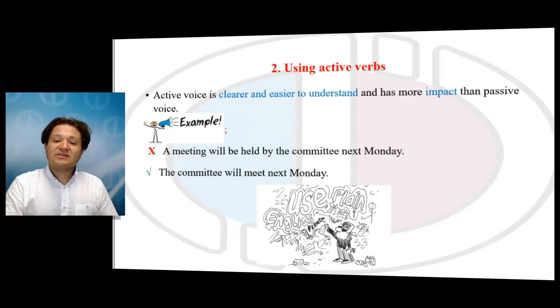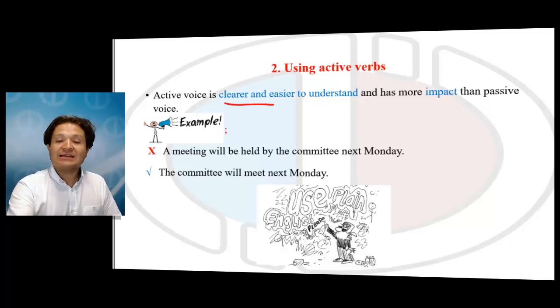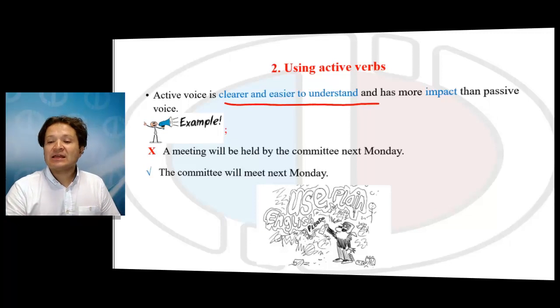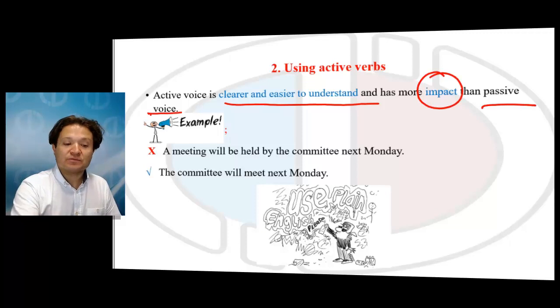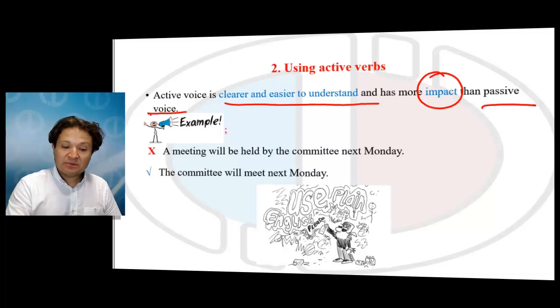The second strategy that you can use to write with plain English is using active verbs. Active voice is clearer and easier to understand, and it has more impact than passive voice. For example, a meeting will be held by the committee next Monday. The committee will meet next Monday.